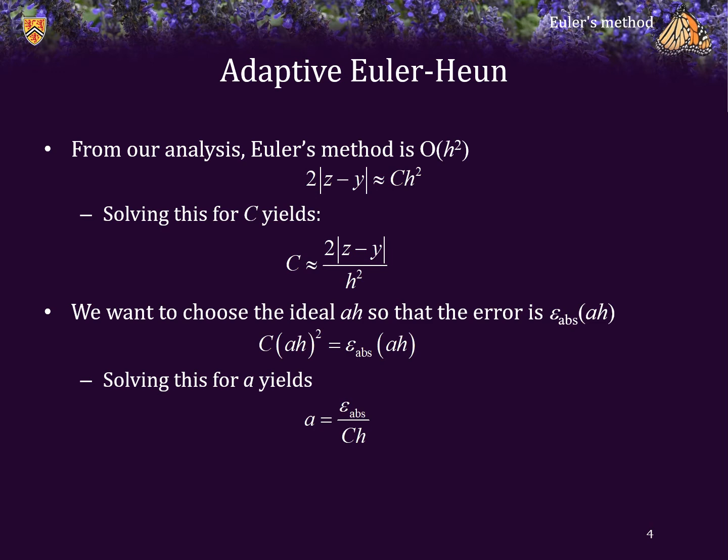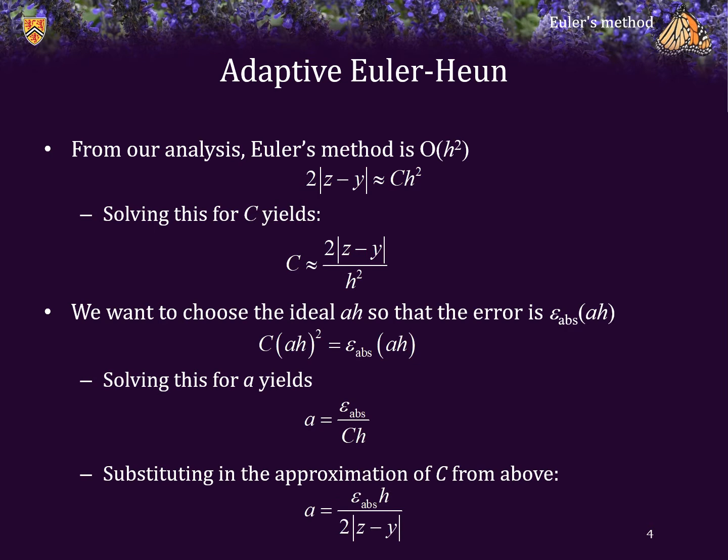However, from above we have an estimation of c, and so we can substitute that back in, and therefore, theoretically speaking, this is the ideal interval width, this a times the value of h. That's the interval width we should have been using at this step.